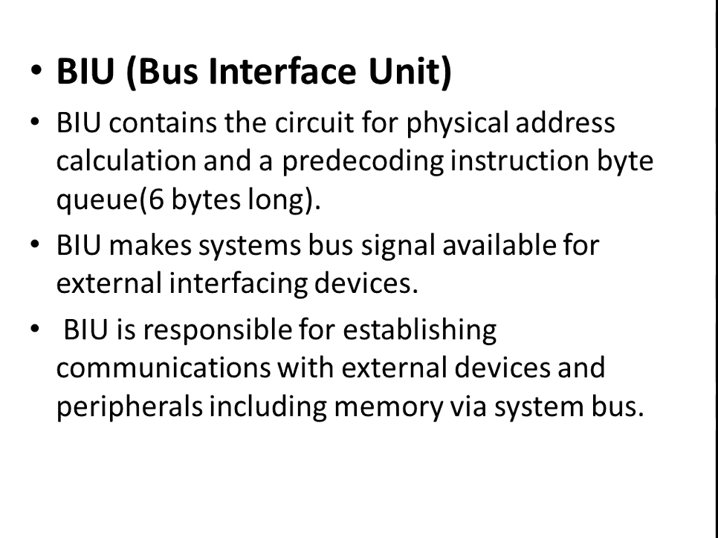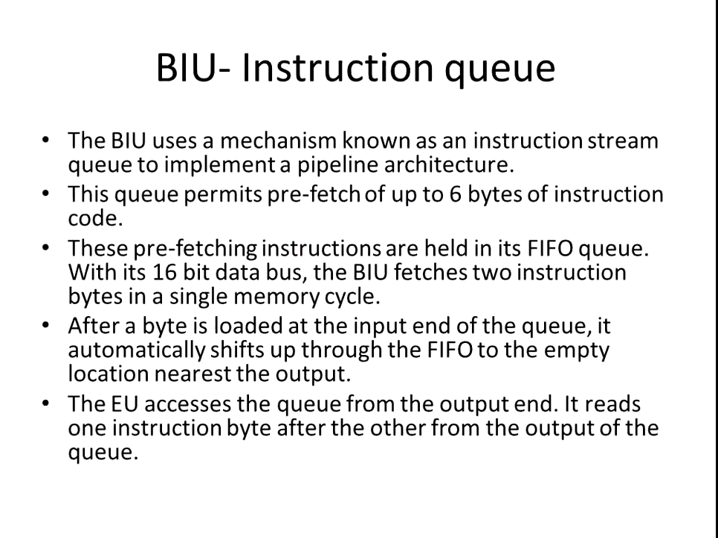So we will discuss what is instruction byte queue. The BIU uses a mechanism known as instruction stream queue to implement pipeline architecture. This queue permits prefetch of up to 6 bytes of instruction code. These prefetched instructions are held in a FIFO queue. With its 16-bit data bus, the BIU fetches 2 instruction bytes in a single memory cycle.